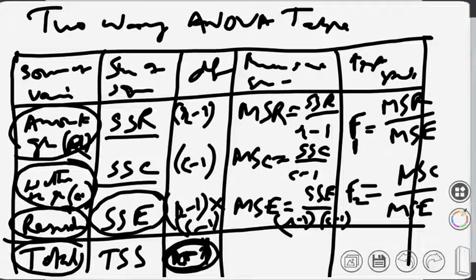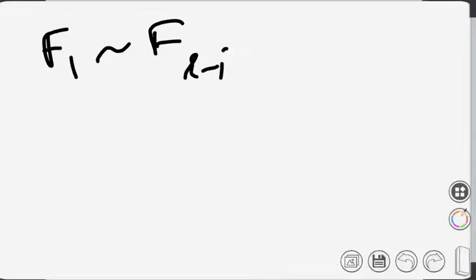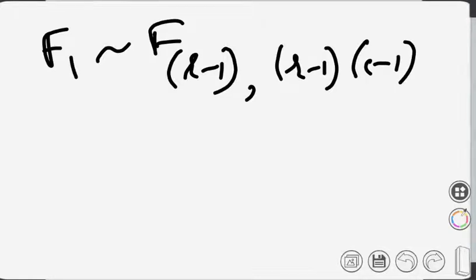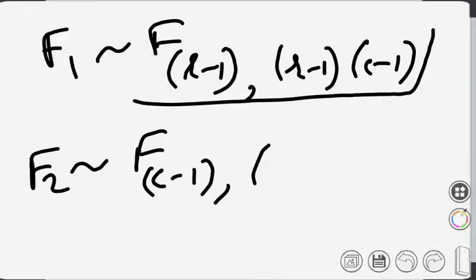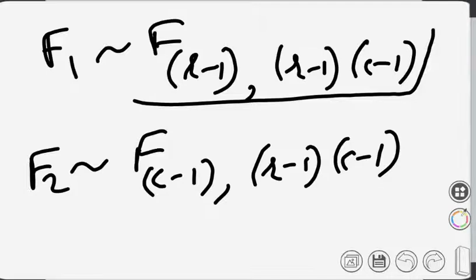Now, very importantly, F1 follows F distribution with degrees of freedom R minus 1, comma R minus 1 into C minus 1, because F1 is related to row. And F2 also follows F distribution with, logically, what should that be? It will be C minus 1, comma R minus 1 into C minus 1. I hope you have understood it.